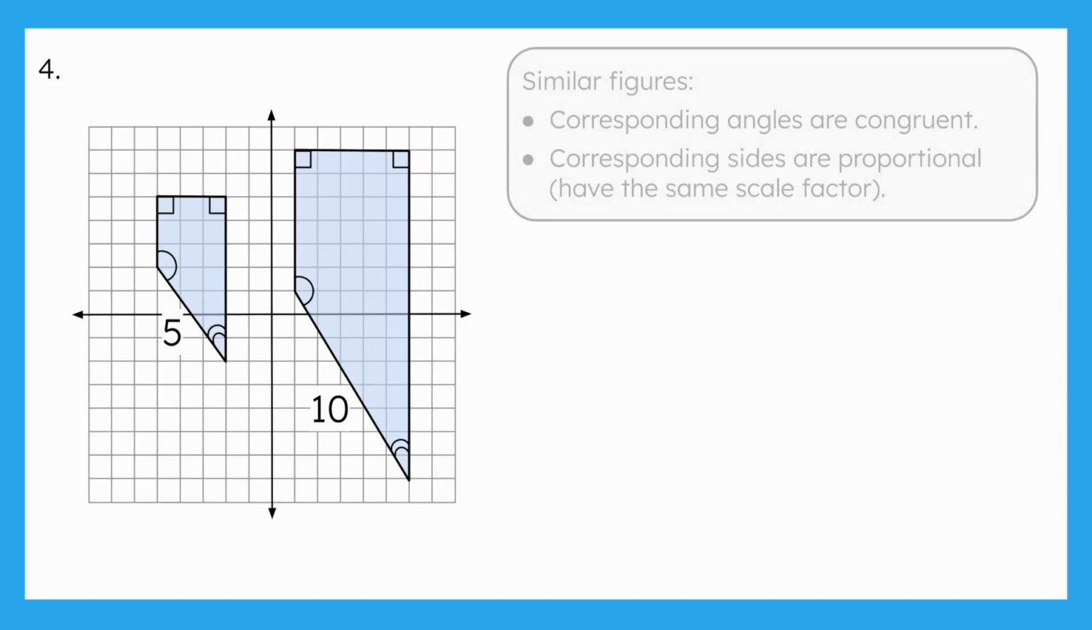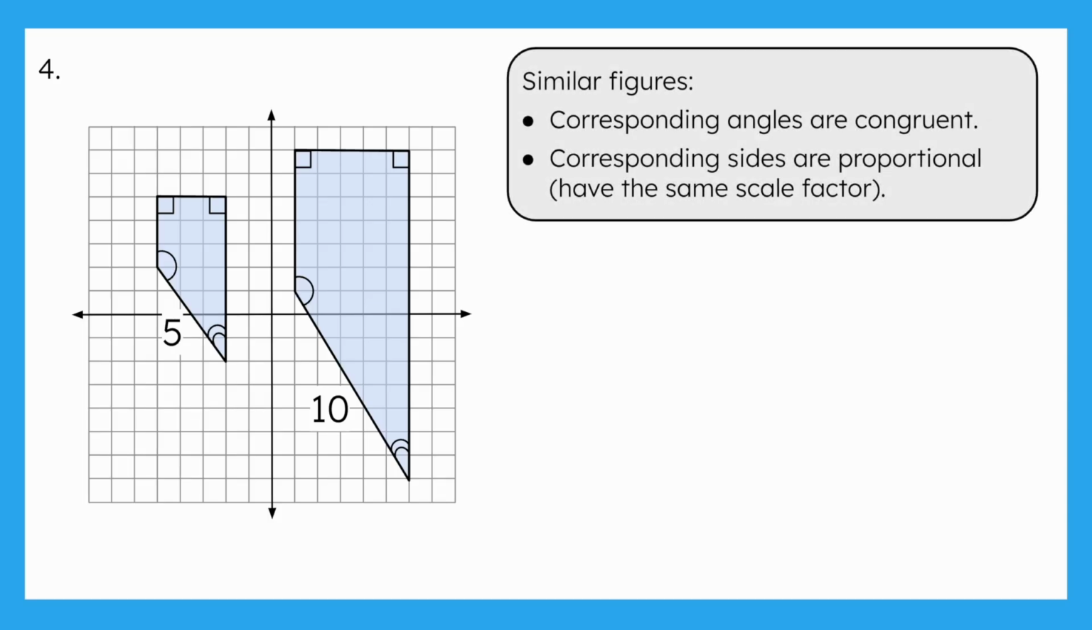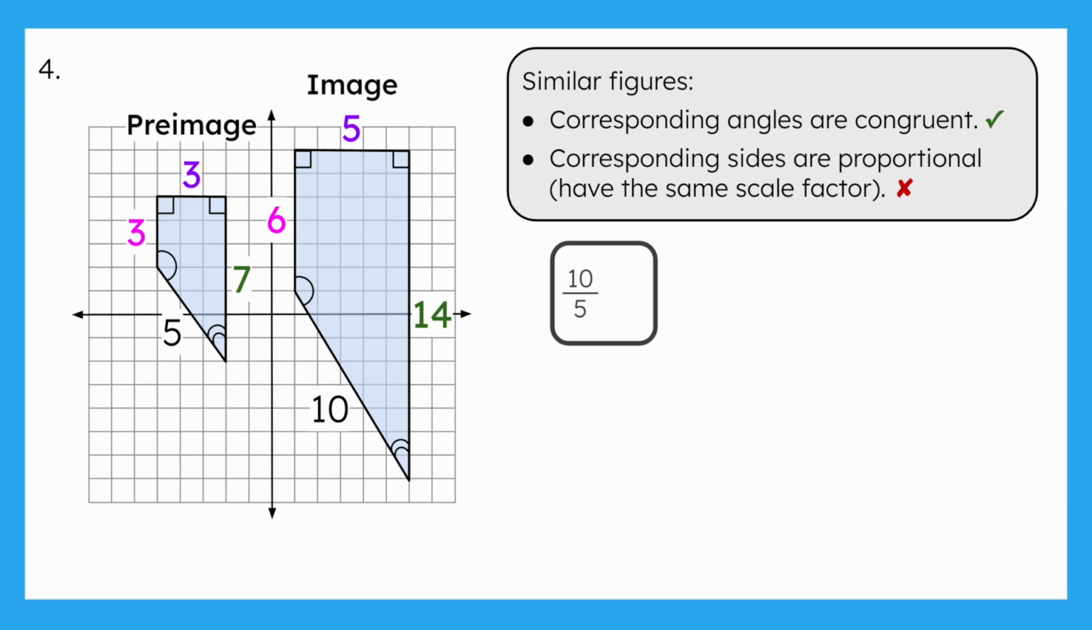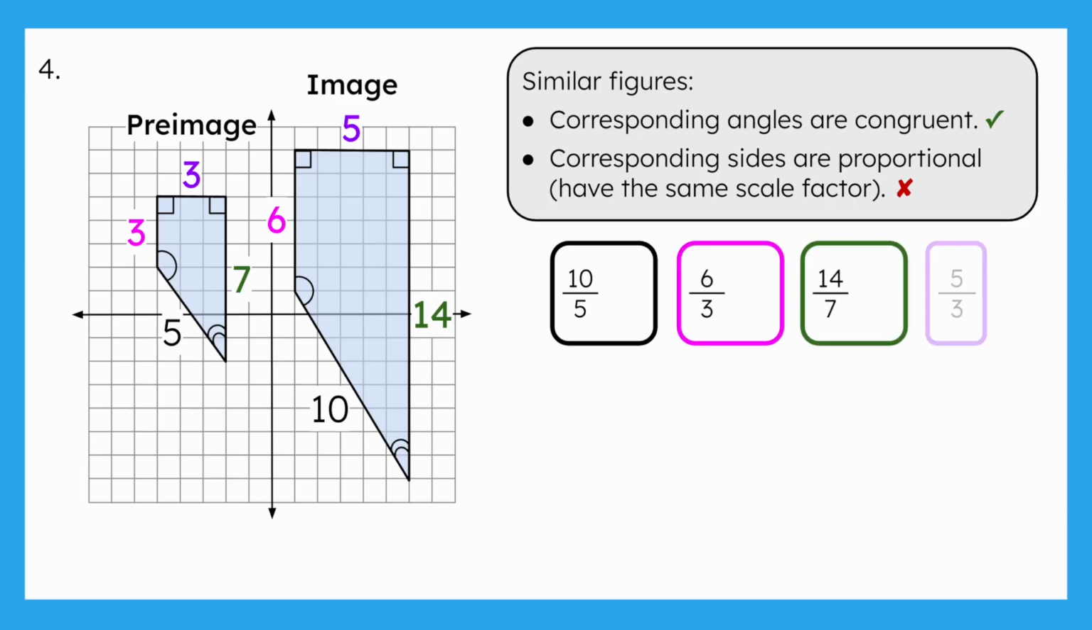Starting with number 4. All the corresponding angles have the same markings, so they're congruent, which is a good sign, but the corresponding sides are not all proportional. Here are all of the side lengths labeled on the figures. If we make the figure on the left the pre-image and the figure on the right the image, we get the ratios 10/5, 6/3, 14/7, and 5/3. The first three are proportional to each other and simplify to 2, but the last one does not.